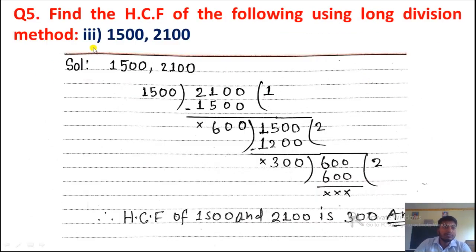Now this is question number 3 from question number 5, from exercise 5.2. So we have 1500 and 2100. We have to use long division method. This is the bigger number, or larger number we can say, and this is the smaller number. So according to the step, first we have to divide larger number by smaller number. As you can see on the screen, 2100, and this we have to divide by 1500. Clear? First how many times will it go?